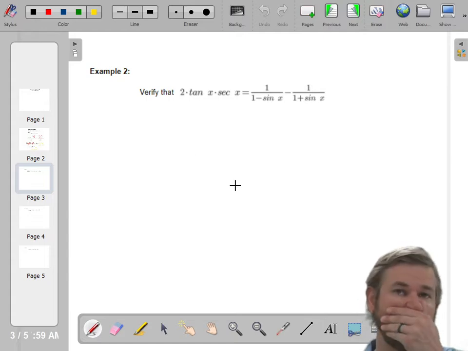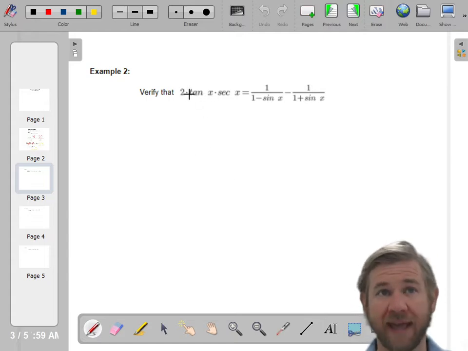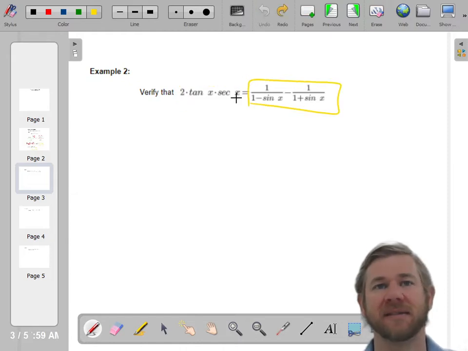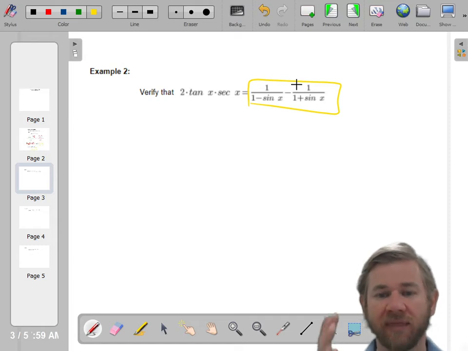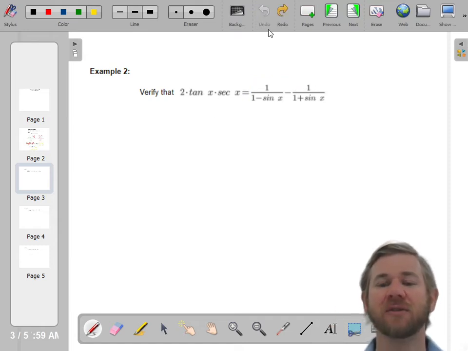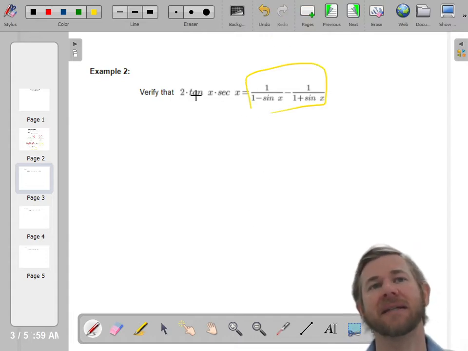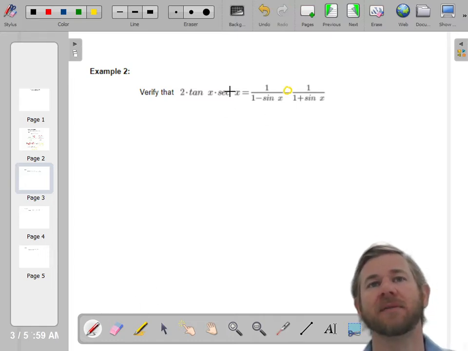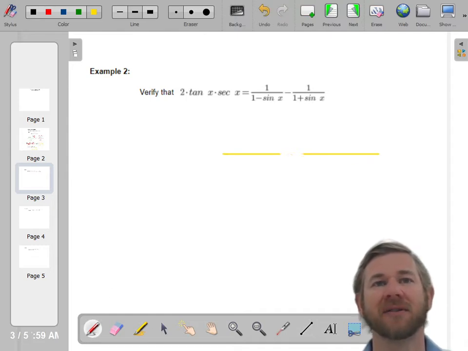Let's try another one. Again, we're trying to end at one of these sides. You can either end on the left side or the right side, and this side looks messy. This looks worse. That's what you want to deal with. You want to look at the side that looks harder because it gives you something you can try. So I'm going to simplify this until I get to 2 times tangent times secant. I'm subtracting, so I think I'm going to have to get a common denominator, which means I have to multiply the denominators times each other.